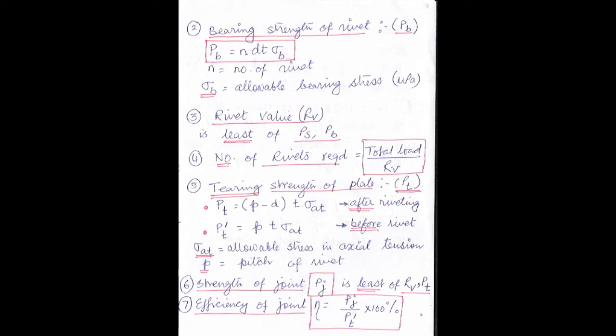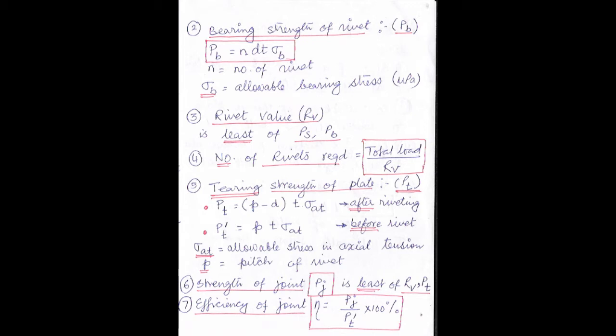Step number 3. Rivet value RV is defined as the least of PS and PB, that means the bearing strength of the rivet and the shear strength of the rivet. Out of these two, whichever is less, you have to take that value as the rivet value. Step number 3 is done.